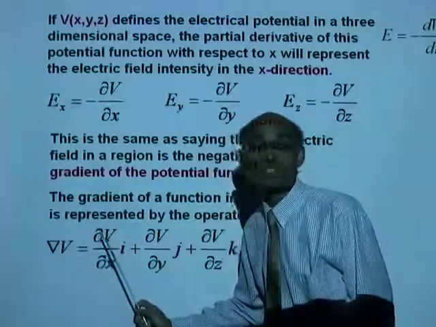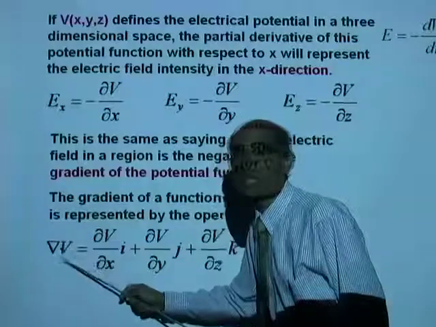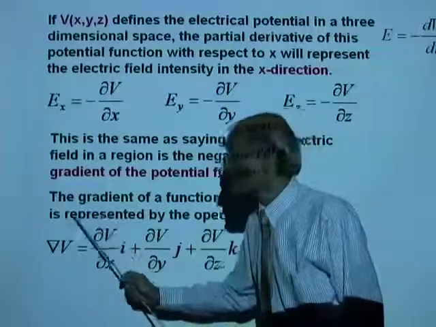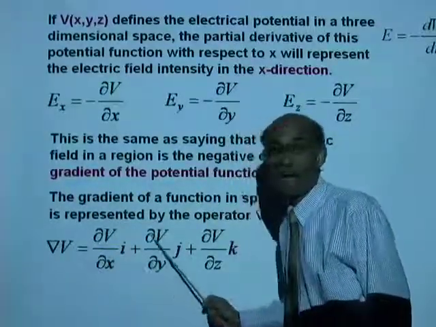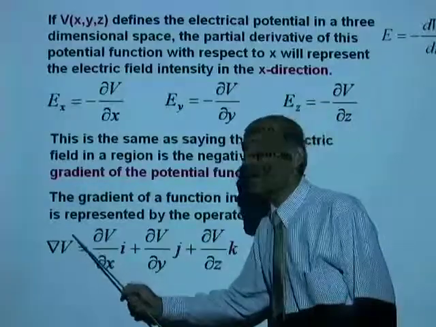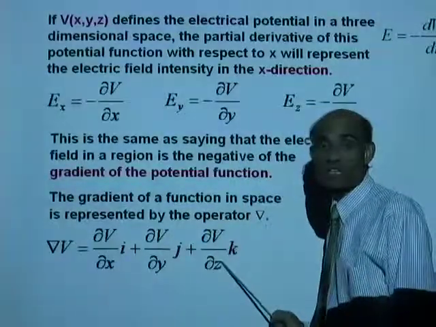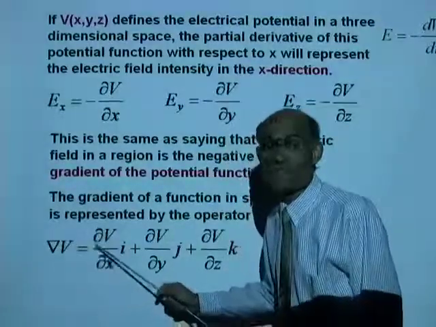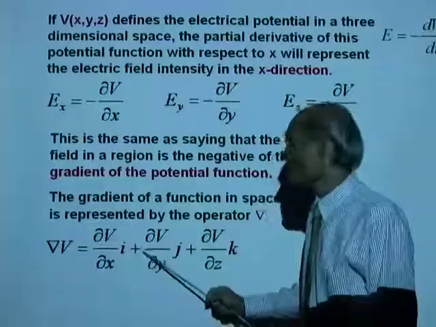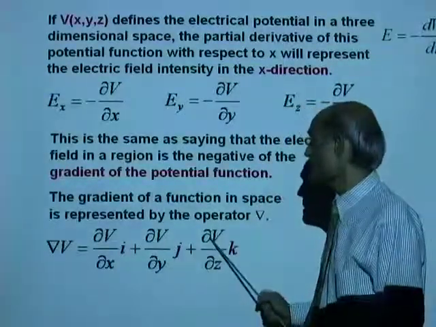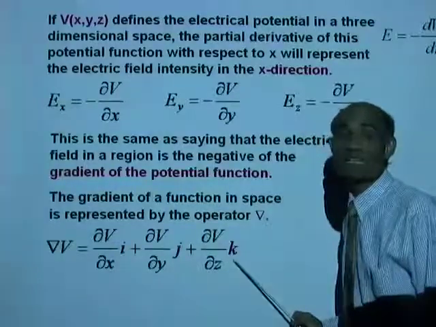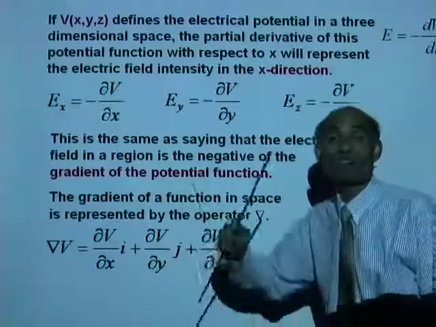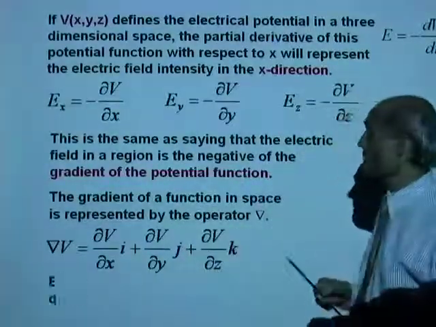That operation consists of finding the derivative of this with respect to x in the x direction, that is i. Then find the derivative of this in the y direction, that is j. And then find the derivative of that in the z direction, that is k. So del V equal to del V by del x i plus del V by del y j plus del V by del z k, and this represents a potential function in a three-dimensional electric field.